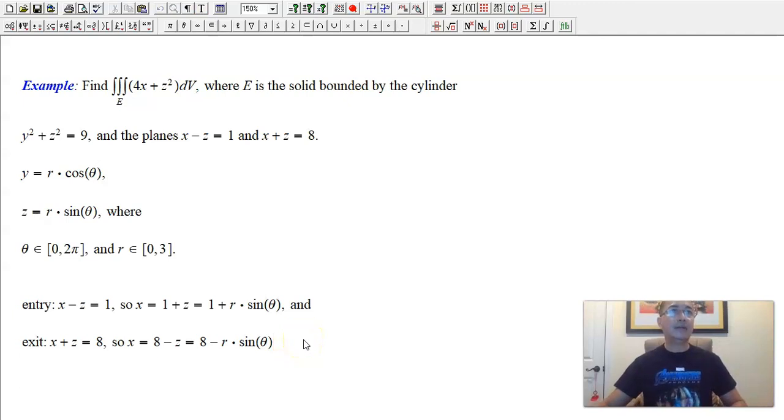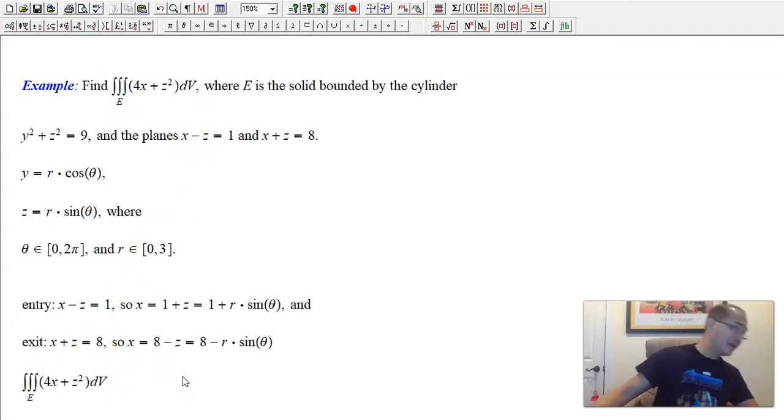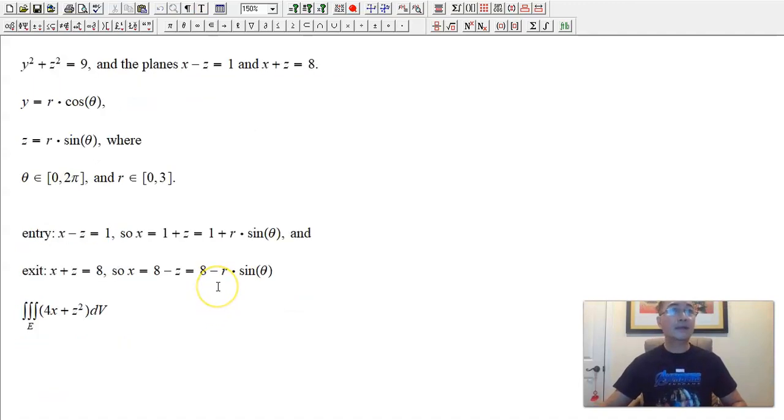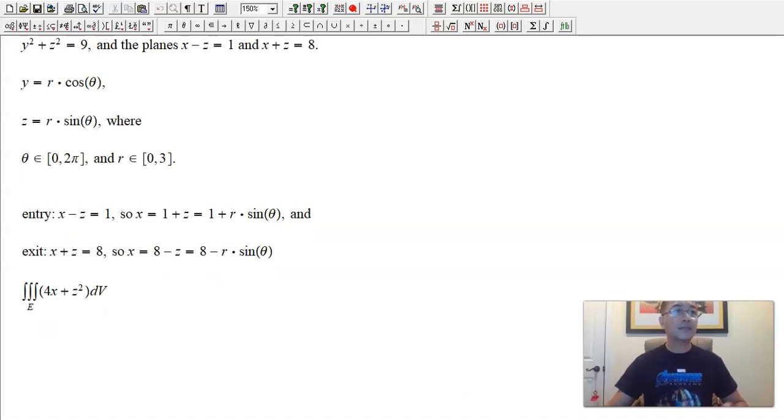Okay, so now we are ready to compute our triple integral. It's raining outside, so beautiful. We need the rain. We are below our usual levels.